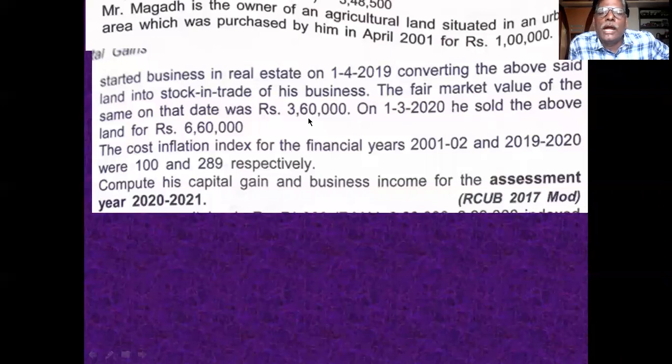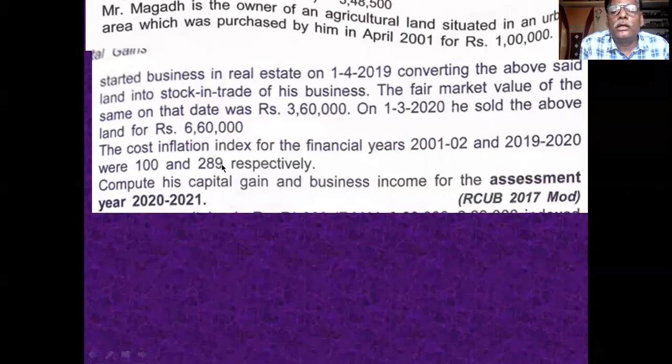A land with a value of 3,60,000 was sold for rupees 6,60,000. You tell me the profit or loss. Profit. What is the profit? Profit 3 lakh. Any doubt? 3 lakh is the profit. That 3 lakh profit is called business profit.